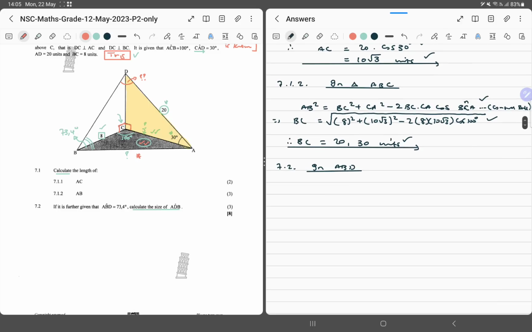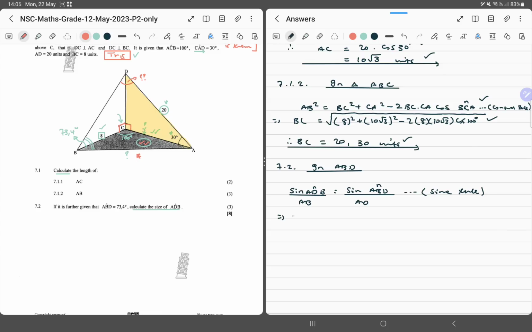I know for a fact that I'm looking for the angle, so I'm going to say sine of ADB over the side opposite it, which is AB, is going to be equal to sine of that angle ABD divided by the side opposite that, which is AD. Okay, so that is the sine rule.